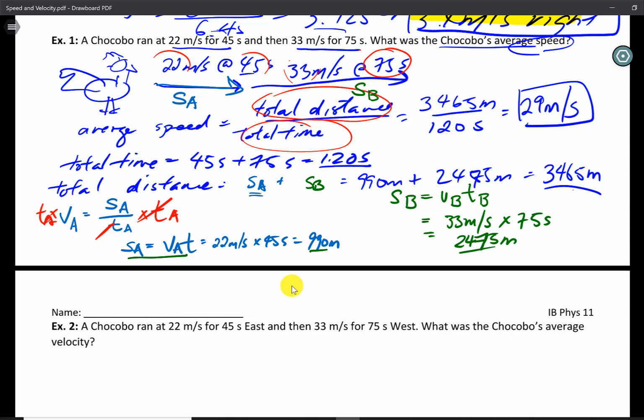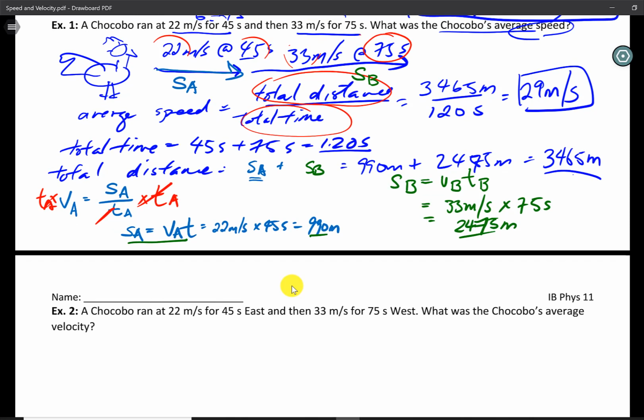So example 2 is something I want you to try. And hey, the question looks very similar, but be very careful. I added two things. I've added that the chocobo is running east in the first segment and west in the second segment. The question is now different. What is the chocobo's average velocity? So now we got to be very careful. We are including directions in this problem, and instead of the total distance for average speed, we're looking at the total displacement. What is the change in position? So we're not looking at the total distance traveled, it's the change in position, okay?